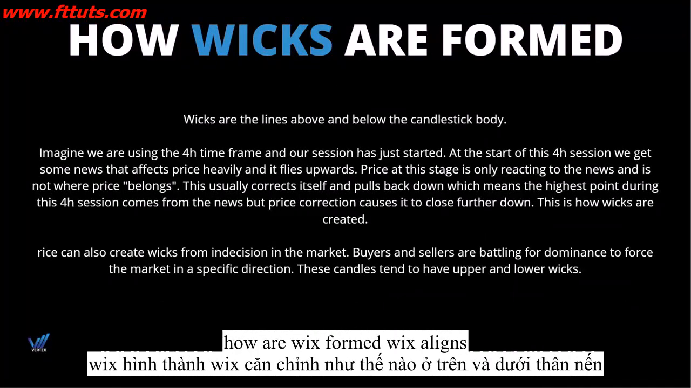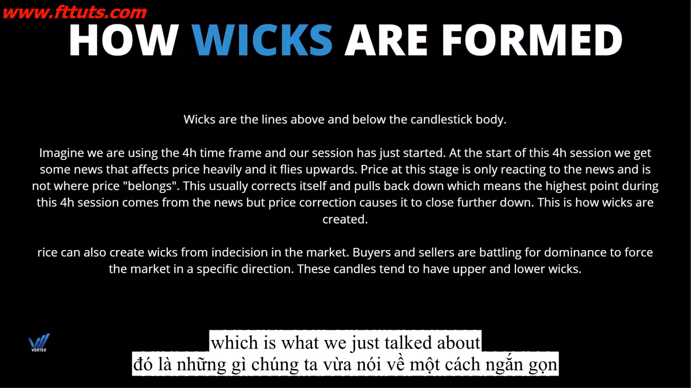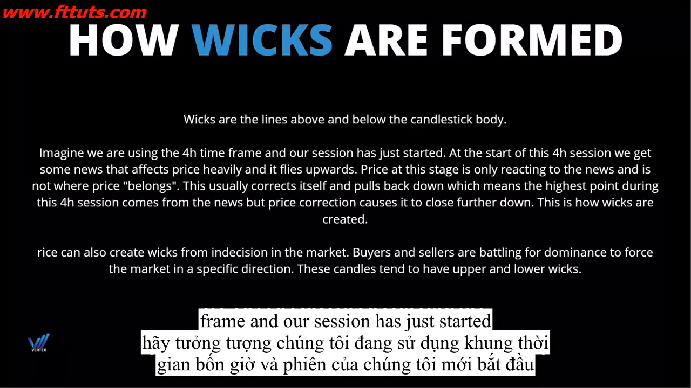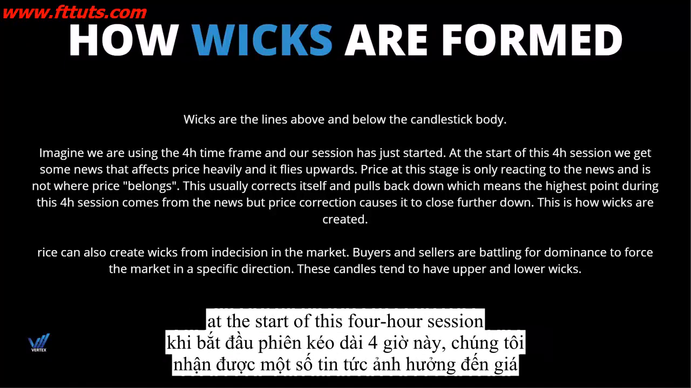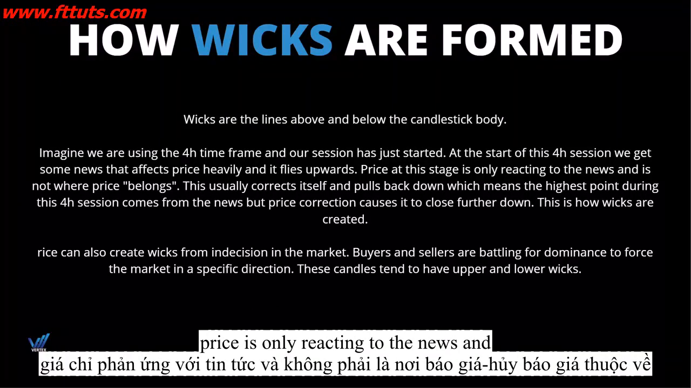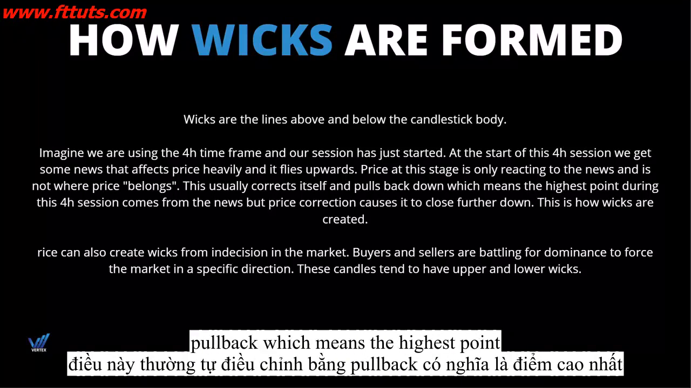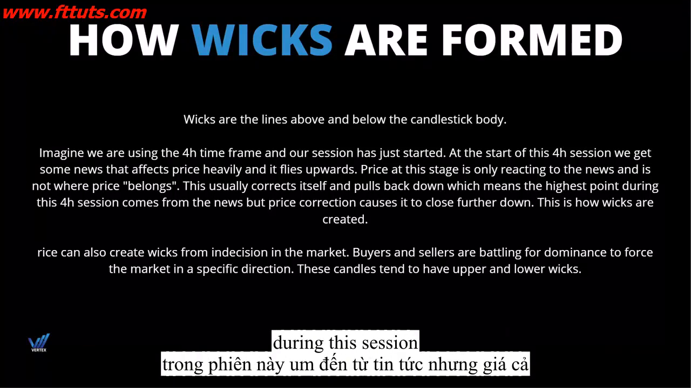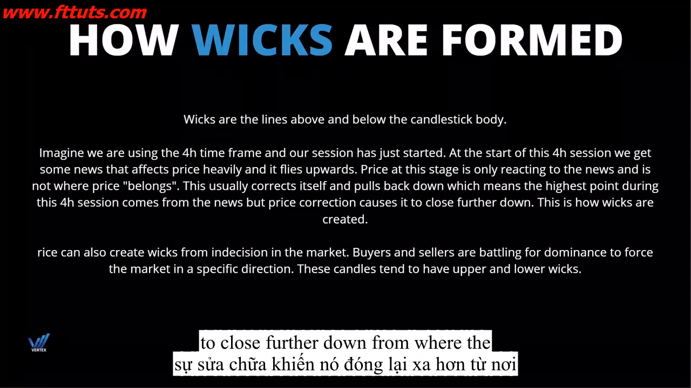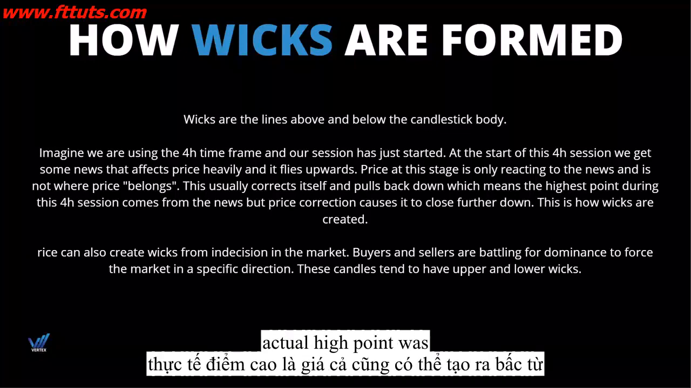So, how are wicks formed? Wicks are lines above and below the candlestick body, which is what we just talked about briefly. Imagine we're using the 4-hour time frame and our session has just started. At the start of this 4-hour session, we get some news that affects price heavily, and price flies upwards. At this stage, price is only reacting to the news and is not where price quote-unquote belongs. This usually corrects itself with a pullback, which means the highest point during this session came from the news, but price correction causes it to close further down from where the actual high point was.